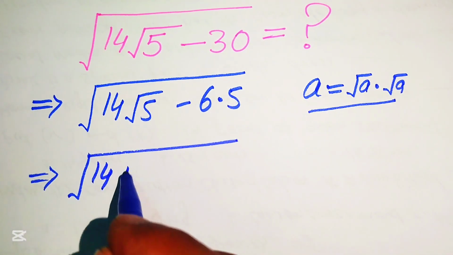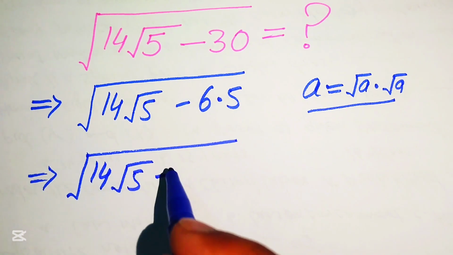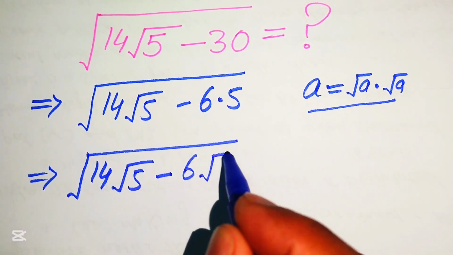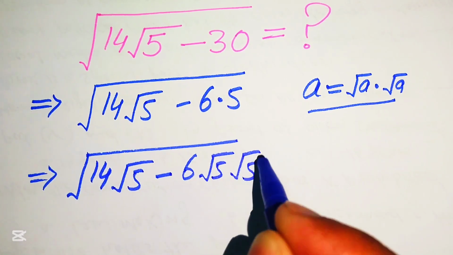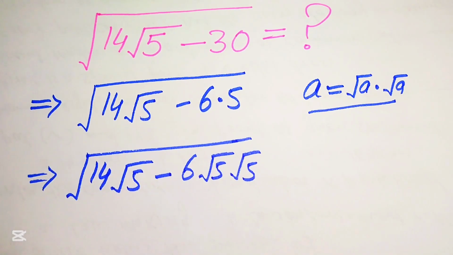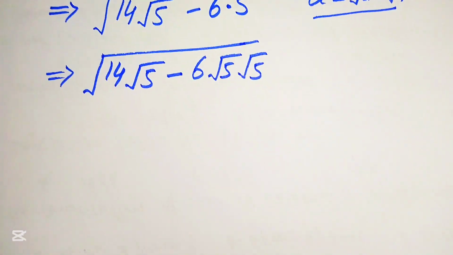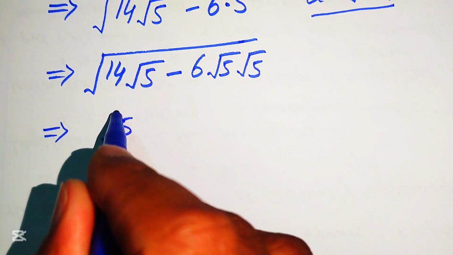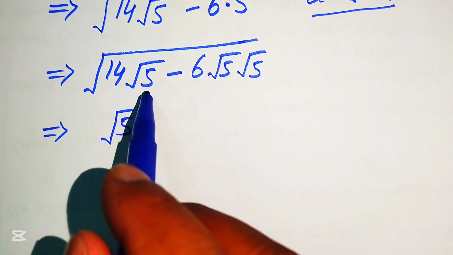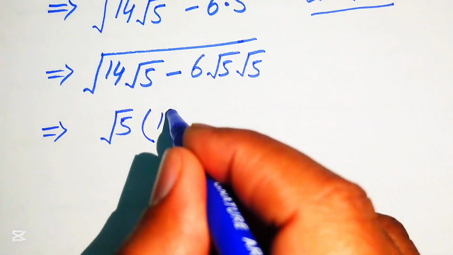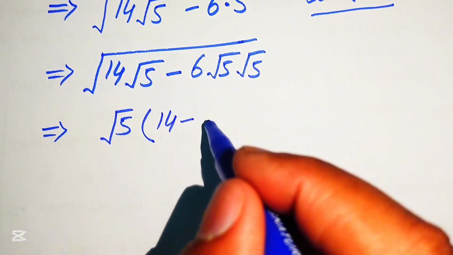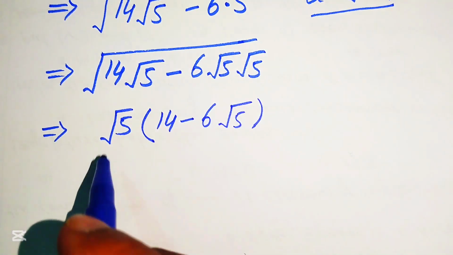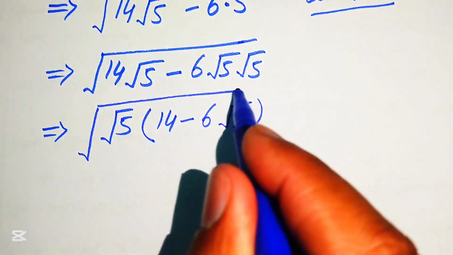This is 14 times the square root of 5 minus 6 times 5, and we replace this 5 as the square root of 5 multiplied by the square root of 5. Now after this step you see we have the square root of 5 as a common term, so we take the square root of 5 common, and the remaining terms are 14 minus 6 times the square root of 5, and its whole square root.